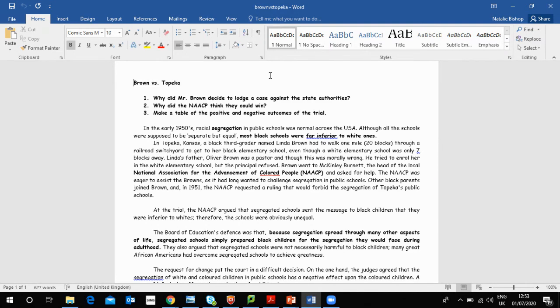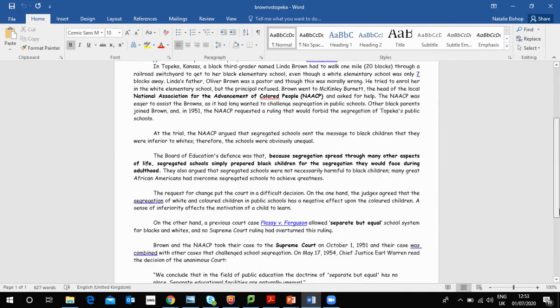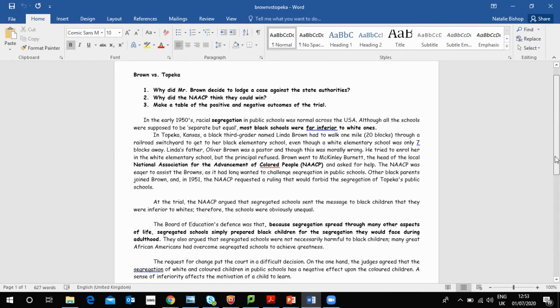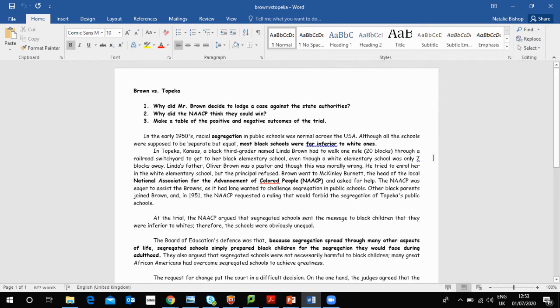And the negative outcomes of the trial. So what were some of the bad things that came out of the trial? One of them we know is that 2 years later, 6 states still didn't have equal education. So read through this document. Some of it you'll know already. We'll have gone through, and then some of it will be new. So answer those 3 questions on a bit of paper.